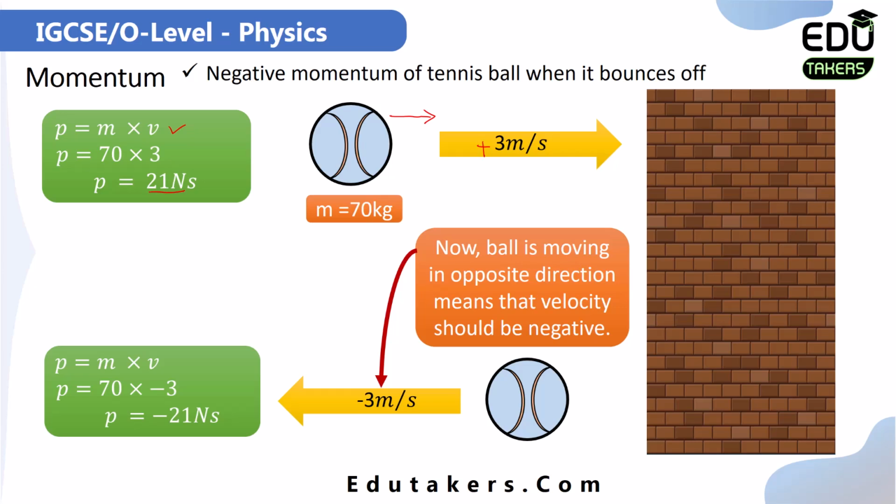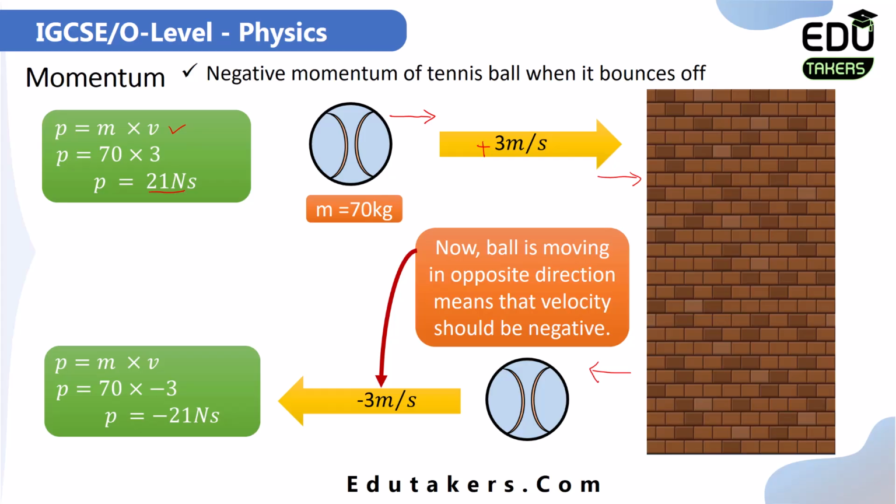When it rebounds back, the direction of the velocity changes. First of all, it is moving towards the right. When the ball rebounds back, it moves towards the left. So when the ball moves towards the left, what does this mean? The velocity of the body changes, because here there is a change in direction of the ball.